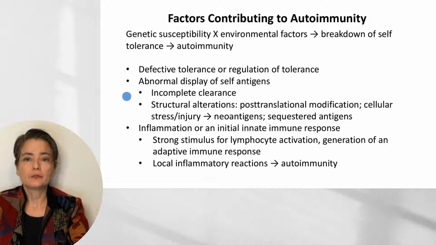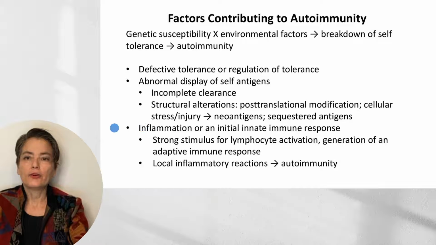This can be caused by incomplete clearance of, for example, apoptotic cells, and we'll talk about that in the context of lupus. Or it can be structural alterations to proteins. This can be a post-translational modification, which we'll talk about in the context of rheumatoid arthritis. Or it can be neoantigens that are derived from cellular stress and injury, or even the exposure of sequestered antigens. I'll talk about that in a moment as well.